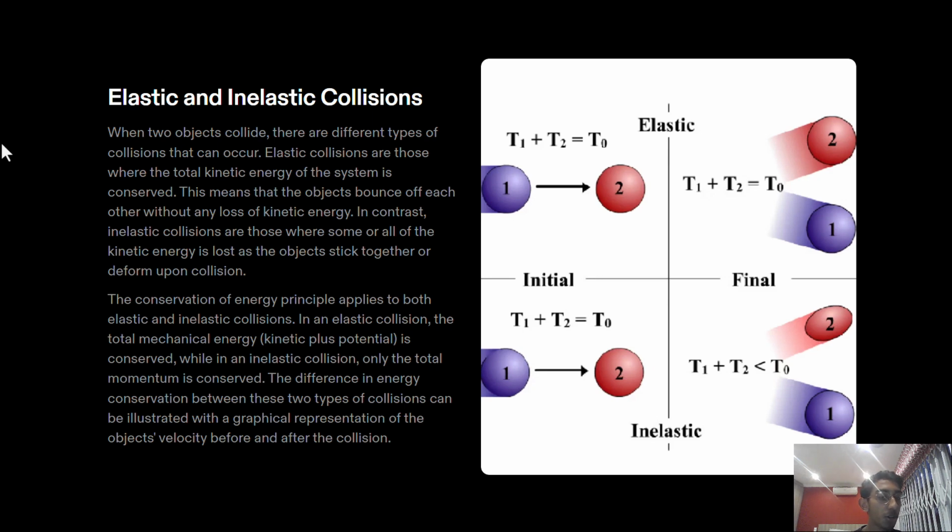The conservation of energy principle applies to both elastic and inelastic collisions. In an elastic collision, the total mechanical energy, kinetic plus potential, is conserved, while in an inelastic collision, only the total momentum is conserved. The difference in energy conservation between these two types of collisions can be illustrated with a graphical representation of the object's velocity before and after the collision.